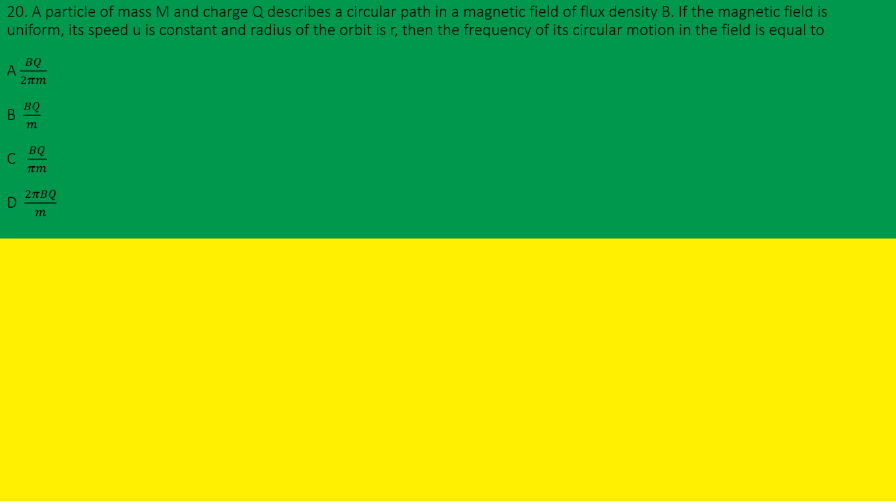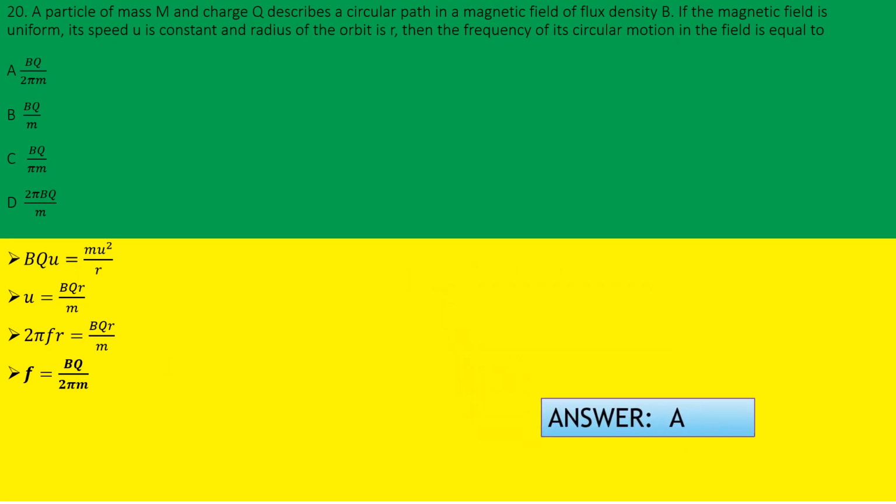So a particle, just read the question, pause it and read. So the centripetal force is provided by, of course, the magnetic force. So BQV equals mV squared over R, but our speed here is U, so we're going to have BQU equals mU squared over R, and then we can strike through one of these U's and simplify. Our U is that, but U is actually 2 pi FR. So our F is BQ over 2 pi M, so our answer is A.